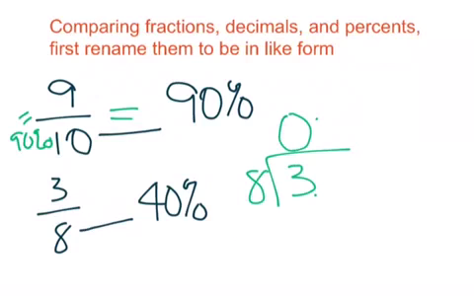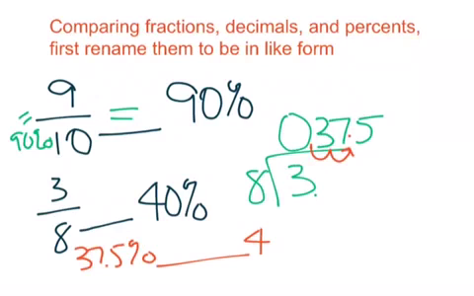Now we actually just did this. So it's going to give us 0.375, or we need to go one more spot over to a percent. So move that decimal point over 2 spots to the right. So the equivalent of 3/8 is going to be 37.5%. And then we have the 40%. So 40% is obviously going to be greater. Okay?